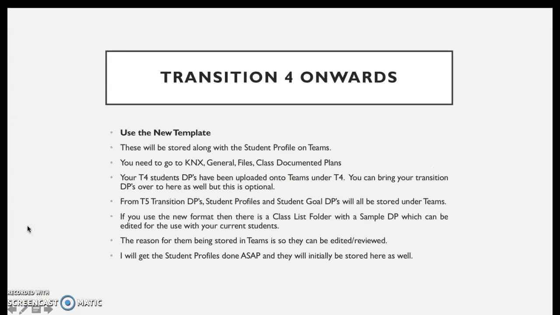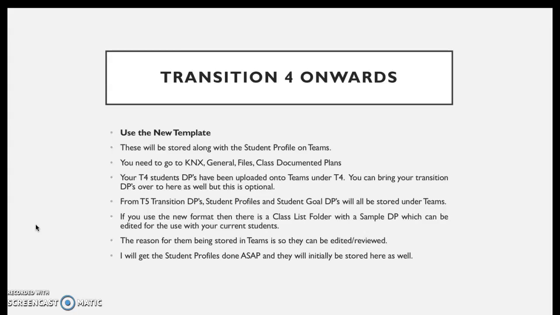So from transition 4 onwards, we need to use the new template. These are going to be stored along with the student profile on Teams. So you'll need to go to Kununurra, General Files, Class Documented Plans. Again, I'll show you what that looks like in a minute. Your T4 students' DPs have been uploaded into Teams under T4. And you can bring your transition DPs over there as well, but this is optional. We need to make sure that we're using those transition DPs as well. That's really important so that we have records from when our students start. I'm hoping that you guys have set them up. If you haven't, let me know and I can sort that out for you.